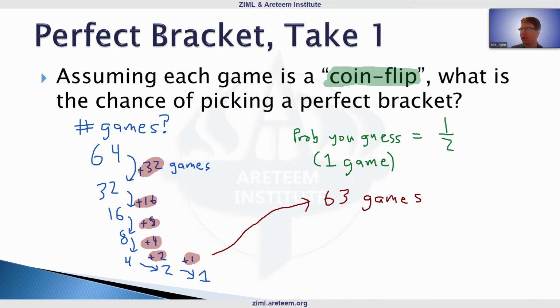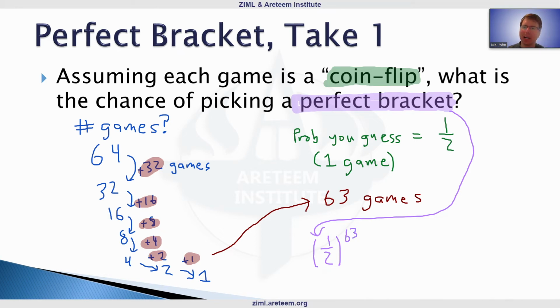So what does this tell us about our perfect bracket then, right? What is the probability of this perfect bracket there? Well, we said we have a coin flip, so there's a 1/2 chance for any game we have there. So 1/2 chance for every individual game, but this needs to happen 63 times, right? So the calculation for this perfect bracket is pretty easy.